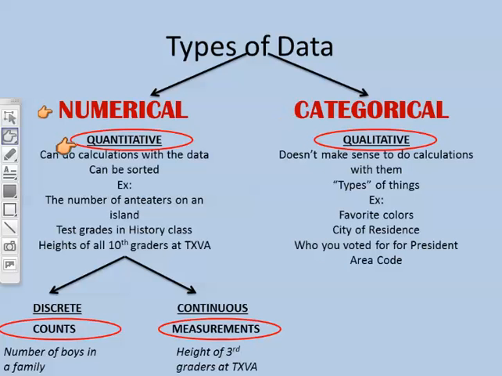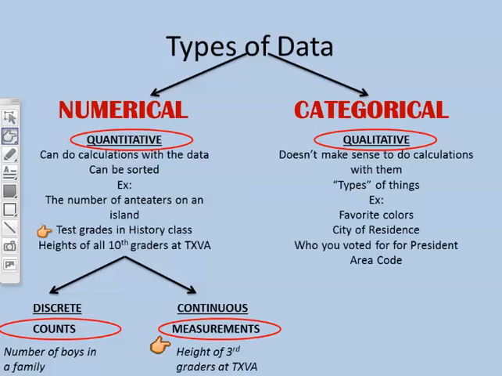But when we talk about numerical data, it's quantitative in nature. You can do calculations with the data. It can be sorted, etc., etc. The number of anteaters on an island, or the test grades in a history class, or the heights of all the 10th graders at TXVA. These are all quantitative type information, numbers that you can do something with. It breaks down into two parts: discrete, it's a count. It's something that you can actually count and you get a discrete number and it's always going to be the same. Continuous. That means that it has measurements.